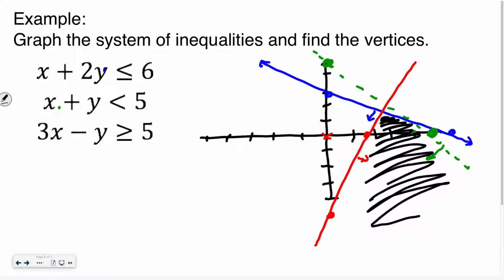This is what we would call unbounded. It just keeps going forever. But there are 2 vertices, where the red and the blue intersect and where the blue and the green intersect. So if you graph really fast and you can't tell where your intersection points are, then you can set them up as systems. So like the red and the green are the last 2. x plus y equals 5. 3x minus y equals 5. Okay.